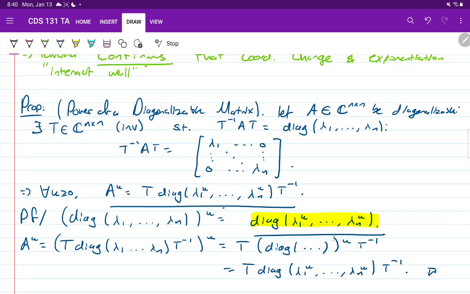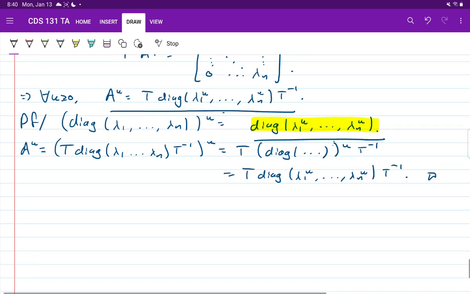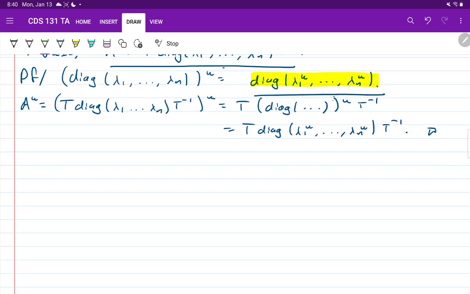So this gives us a nice way of computing any power of a diagonalizable matrix. First we diagonalize, we compute the exponent of the diagonal matrix, and then we change coordinates back to our original coordinate system. So this verifies this nice transform and compute idea in discrete time. Now let's talk about the continuous time case.